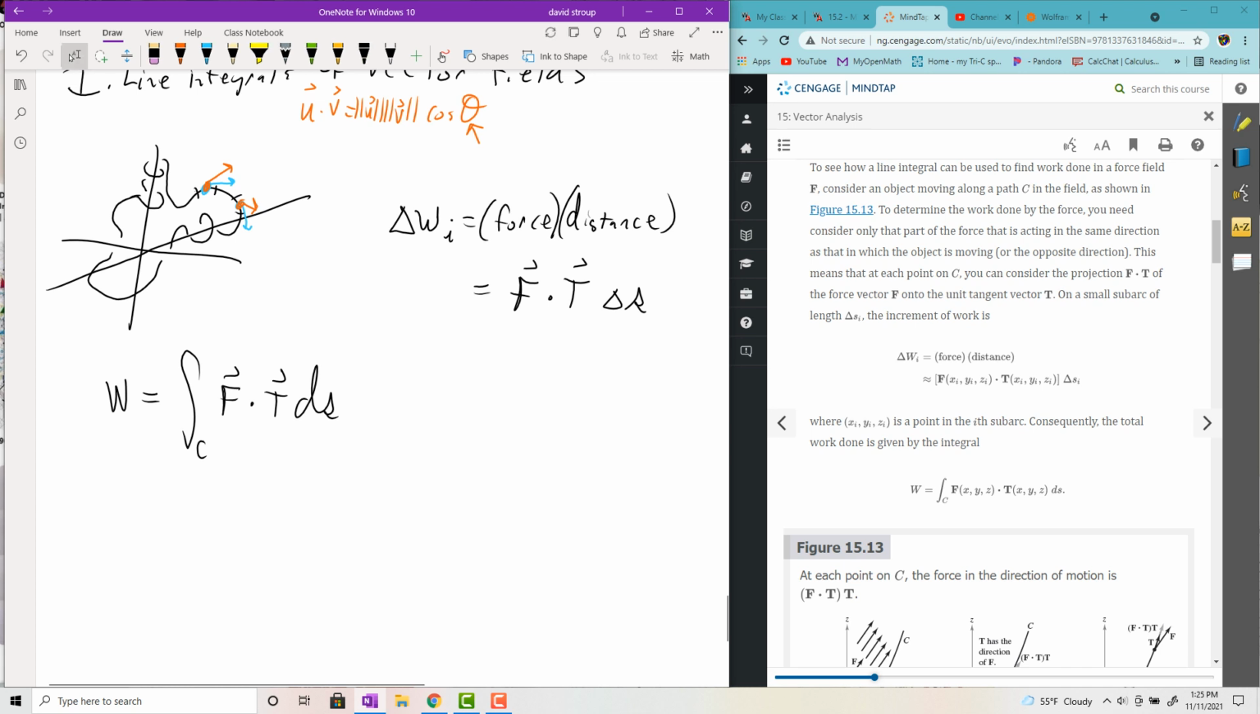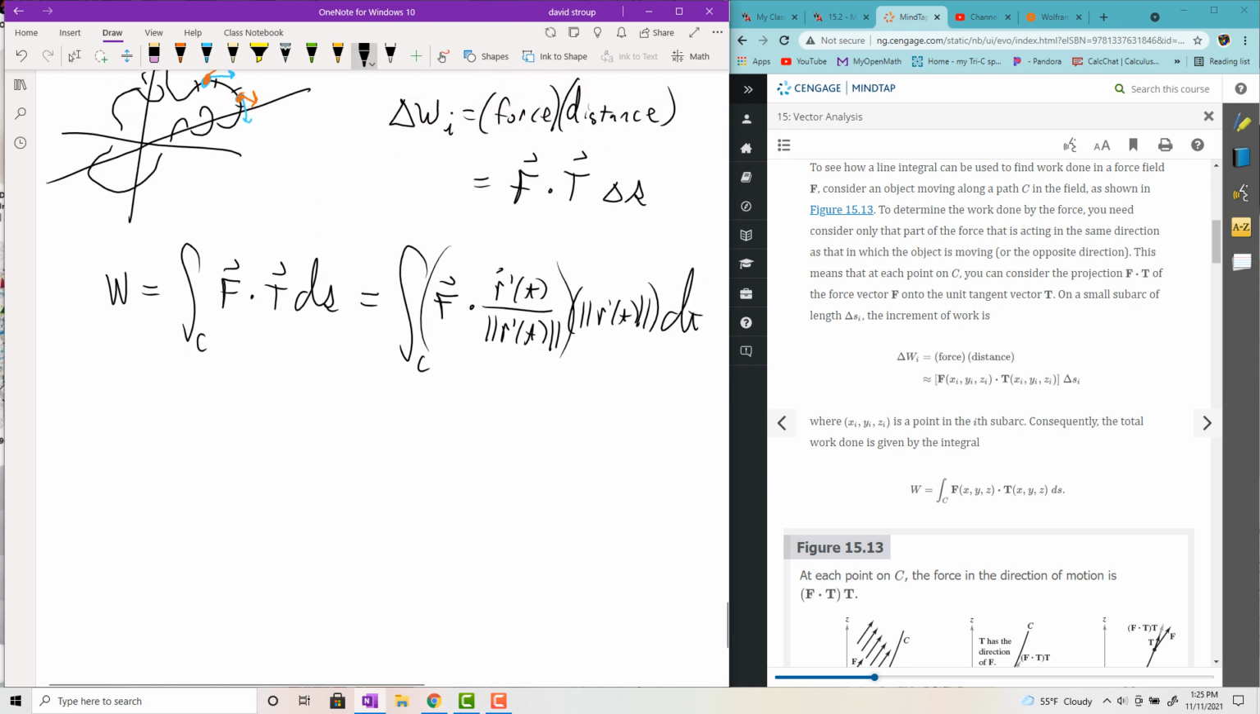So there's a couple ways you could rewrite this. So F dotted with T. Remember what T was, the unit tangent vector? That's really r prime of t all over the magnitude of r prime of t, right? And then ds, we noted above, is really the magnitude of r prime of t dt. So we can almost put this in terms of t and evaluate from a to b.